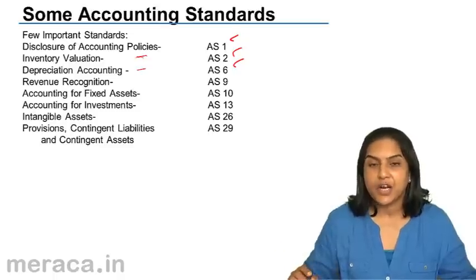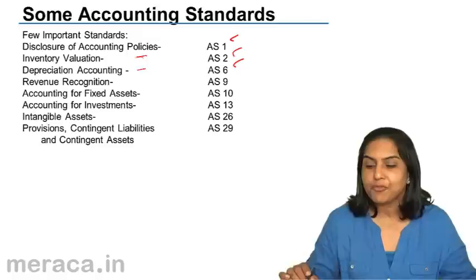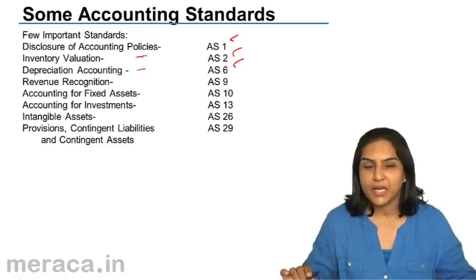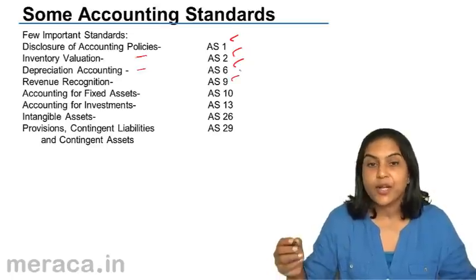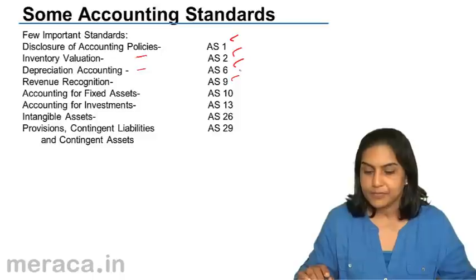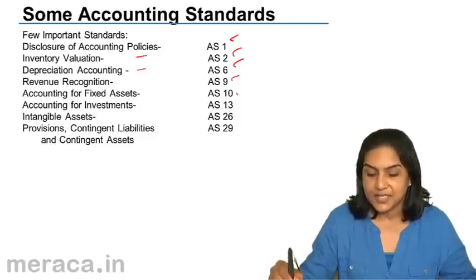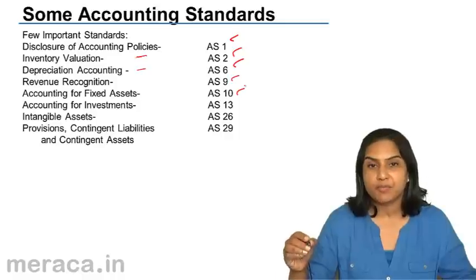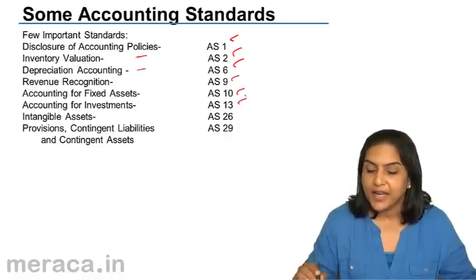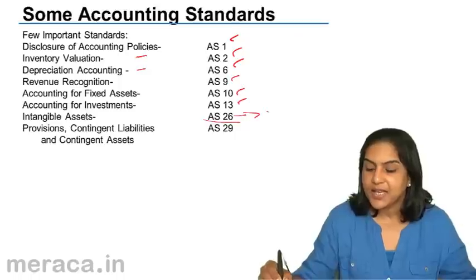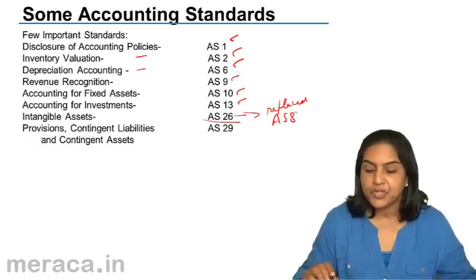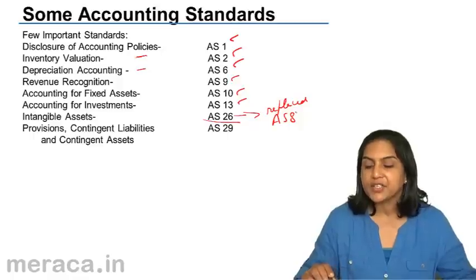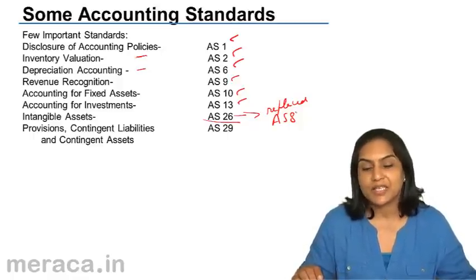The entire list of accounting standards has not been listed here. A few, more relevant ones and more commonly used ones. Revenue recognition is AS9, when to recognize income. Accounting for fixed assets is AS10. Accounting for investments is AS13. Intangible assets is AS26. As I said before, AS26 replaced AS8. Provisions, contingent liabilities and contingent assets is AS29.